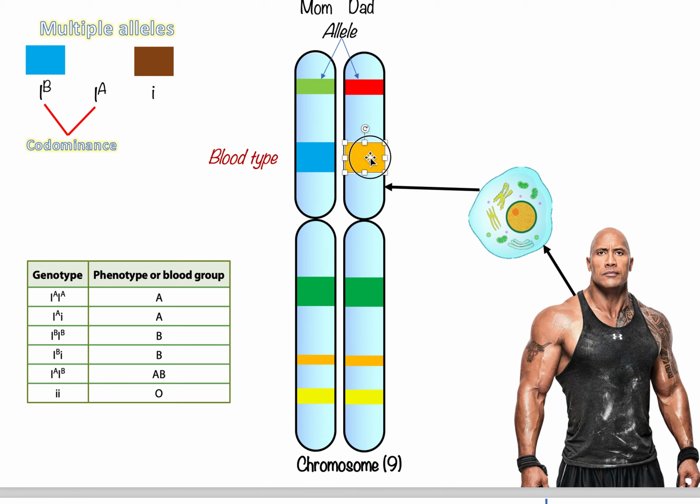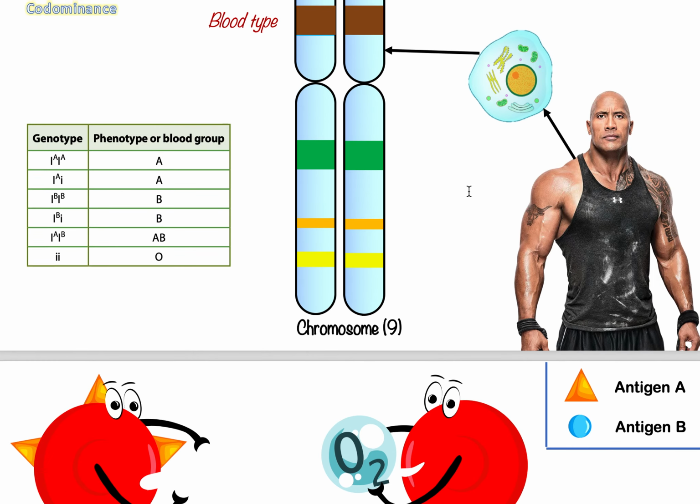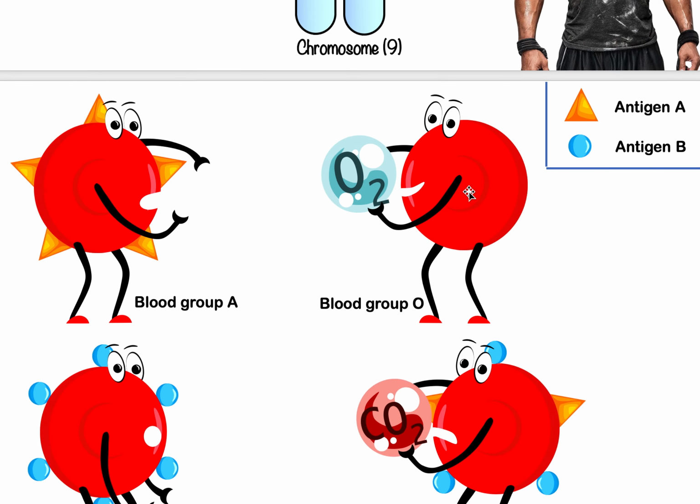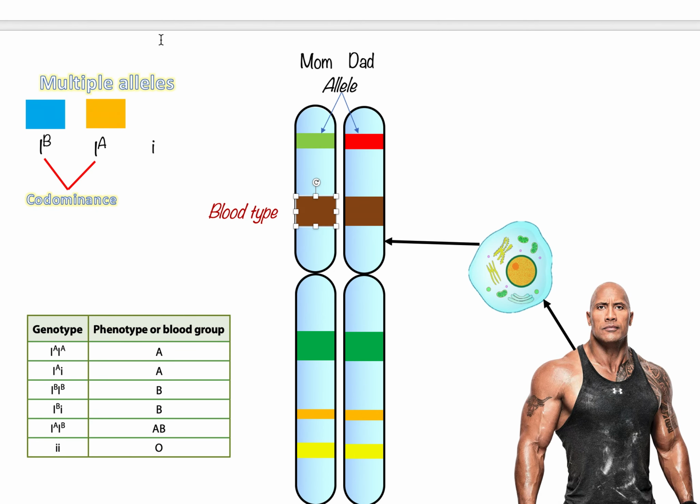Now lastly, if you have both recessive, both i, then since there's no dominant one, you're going to be type O. And being both i means that you make no tattoos. You're going to be empty. You're going to be a naked red blood cell, okay? So that is the four different types of blood groups you can be based on this codominant idea of inheritance, okay?